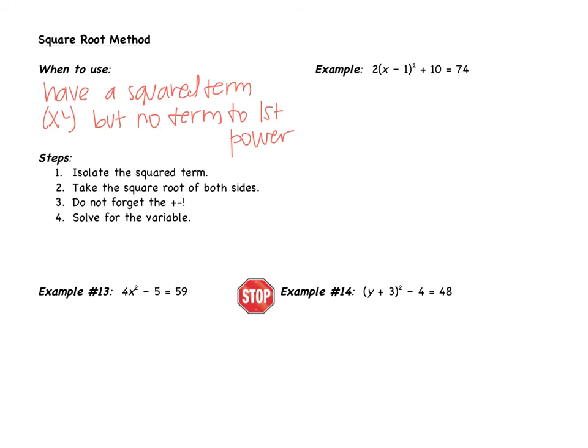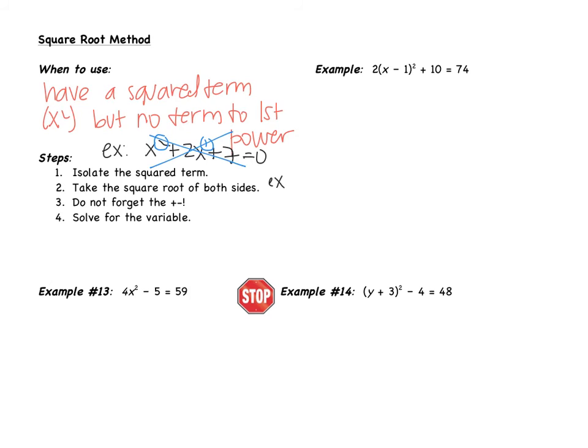So, for example, if you have something like x squared plus 2x plus 7 equals 0, you have an x squared, but you also have x to the first. So in this case, you would not use the square root method.